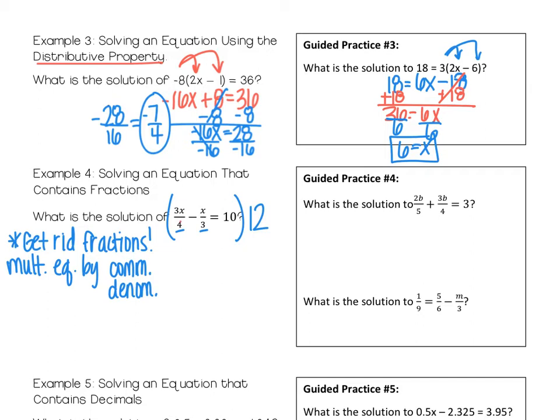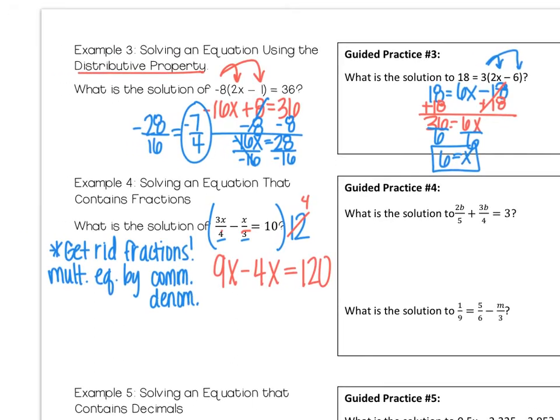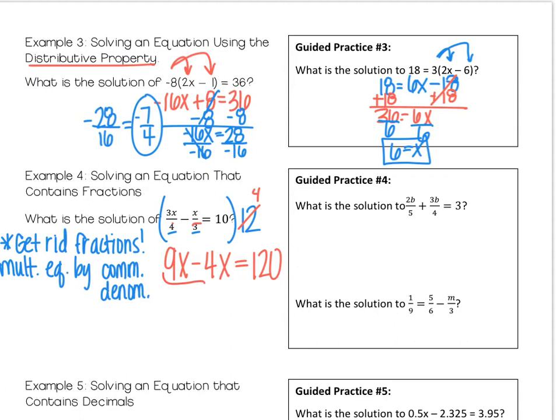So 4 will divide into 12 3 times. And you multiply the top by the 3, and you get 9x. 3 will divide into 12 4 times. Multiply the top by 4, and you get 4x. And then 12 times 10 is 120. Okay, you're going to combine like terms, 9x minus 4x, and you get 5x equals 120. Divide both sides by 5. So x equals 24.